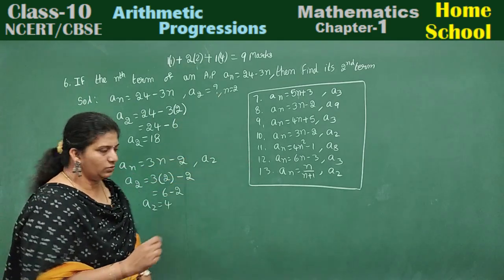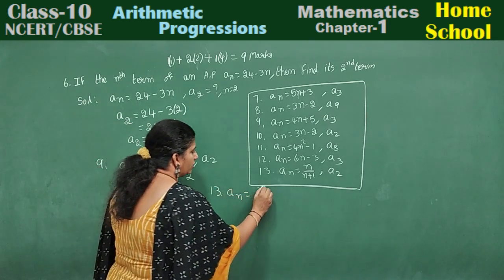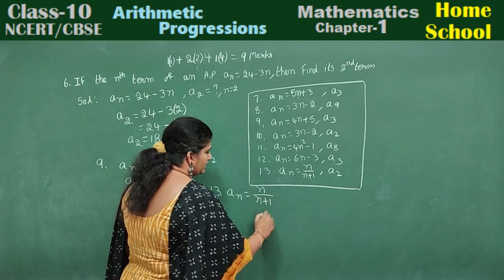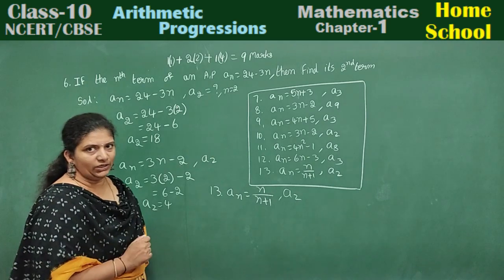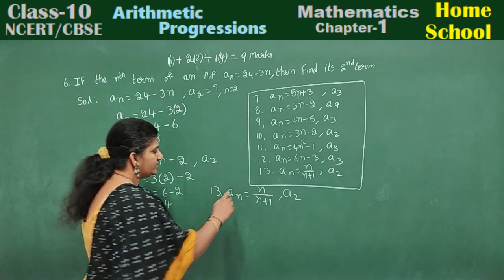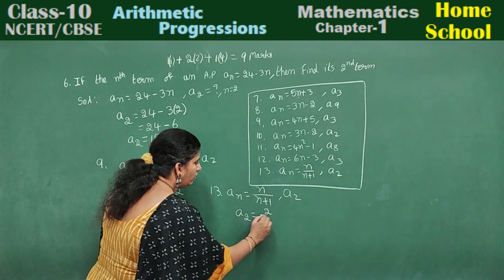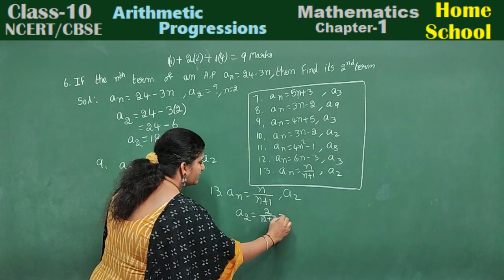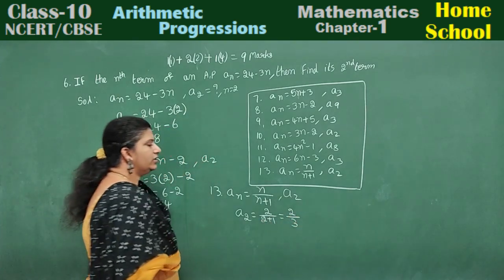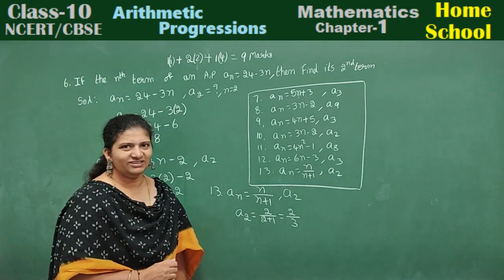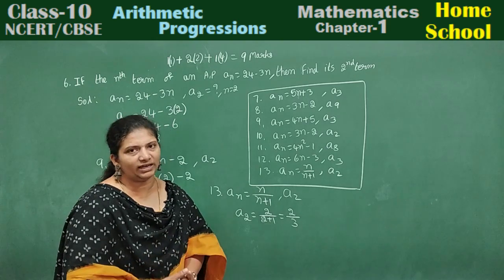Let me do the 13th one. 13th question, what do you have? An is equal to n by n plus 1. Find a2. n value is 2. Substitute wherever you have n, so a2 is equal to 2 by 2 plus 1. That is 2 by 2 plus 1, which will be 3. 2 by 3 is your answer. Okay, same manner, a3, a4, a5, anything you can calculate.